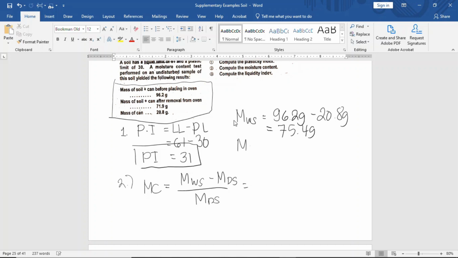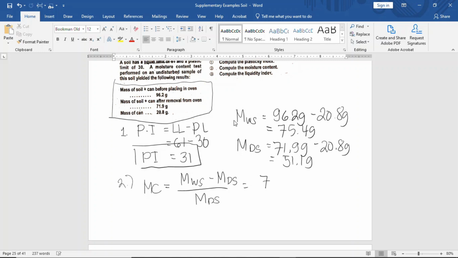So, susunod naman is mass of dry soil. So, mass of soil plus can after removal from oven. So, ibig sabihin nun, naging dry na yung soil natin. So, tatanggalin na lang natin yung mass of can para makuha natin yung mass of dry soil. So, 71.9 grams minus 20.8 grams. So, ang sagot natin is 51.1 grams. So, meron na tayong mass of wet soil tsaka mass of dry soil.